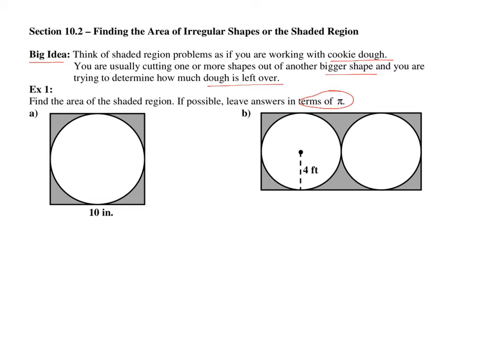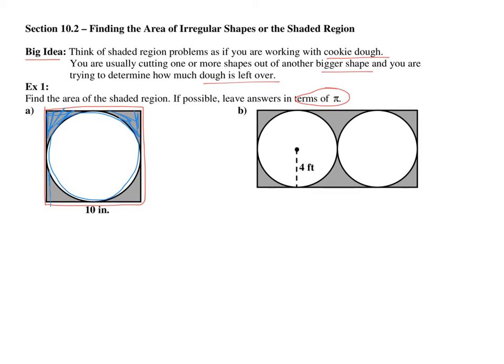All right, so what do we have here for part A? We have a square. And what are we cutting out of this square? We're cutting out a circle. And we want to know what this area is here that's left over. Okay. So what's the big idea? So the total area is equal to whatever the area of the square is minus the area of the circle. All right. If you understand that, then you're on your way.